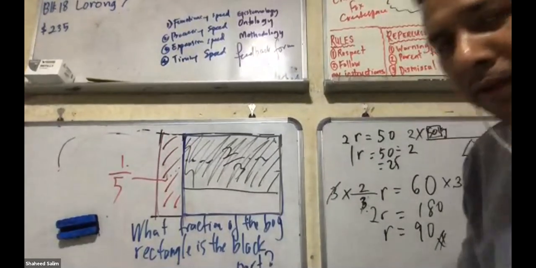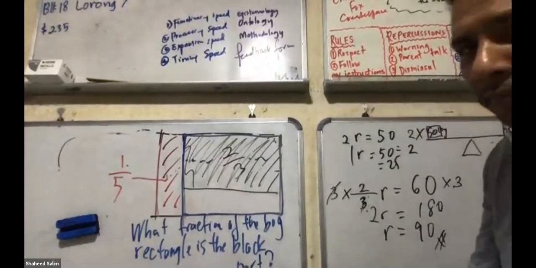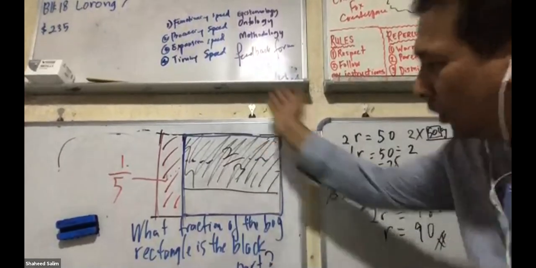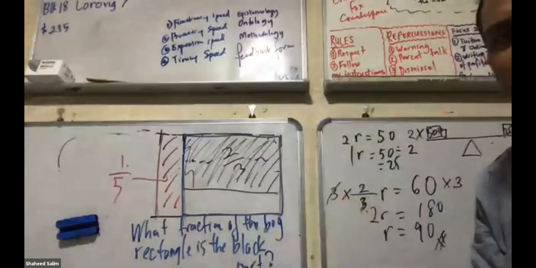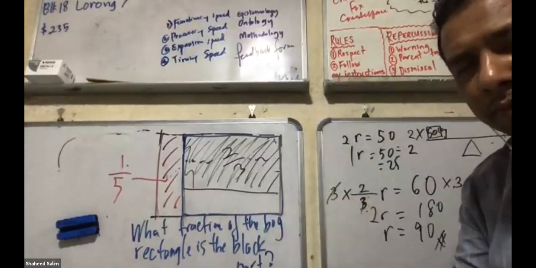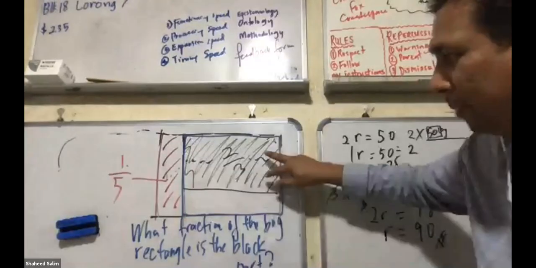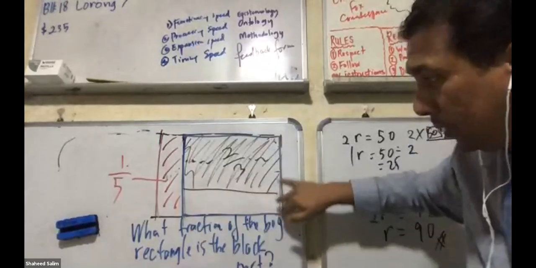Shafika, what's your answer? We want to know what fraction of the whole figure is the black part. We must find the whole figure. The black part is 2/3. Yeah, black part is the 2/3 of the remainder.